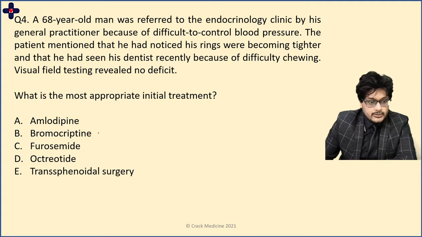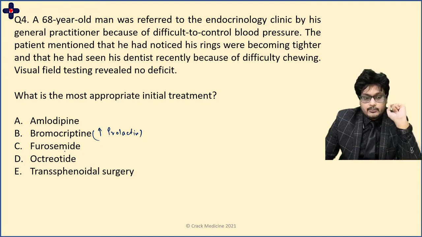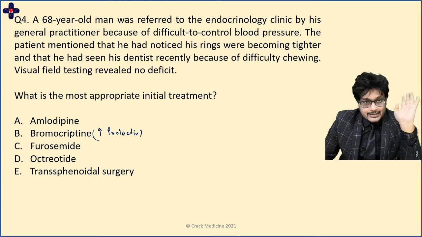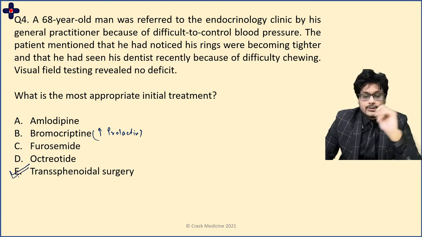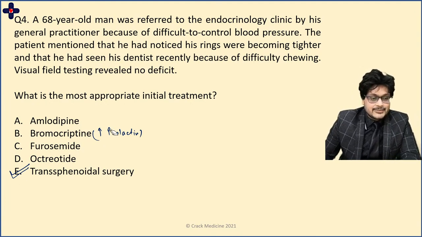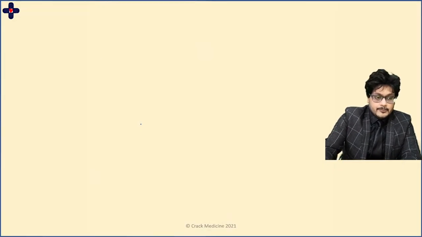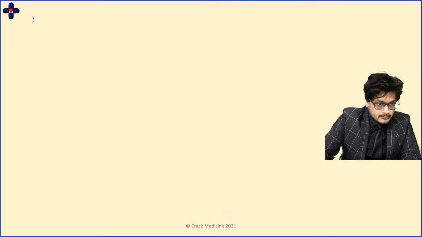Great. So let's see what is the initial treatment. If the major concern for the patient was an increase in prolactin, then you would be given bromocriptine. But here always remember, increase in growth hormone, acromegaly, most important, most appropriate, anything. Question says anything, the answer will always be transsphenoidal surgery, unless the question says except, of course. So transsphenoidal surgery is the answer here because it is the most appropriate initial treatment. I'll tell you why shortly.